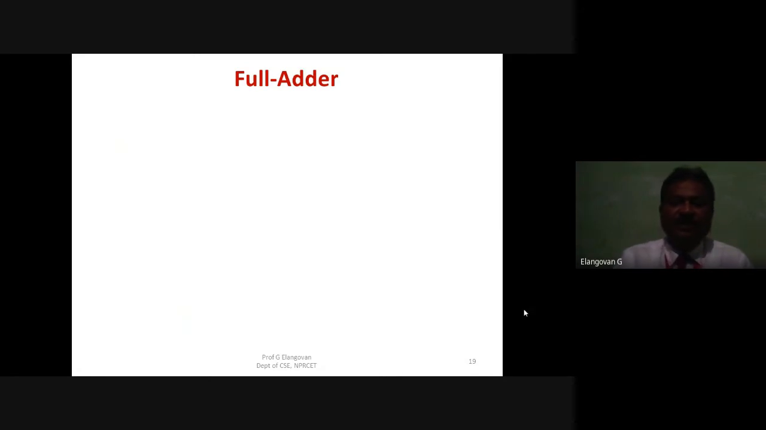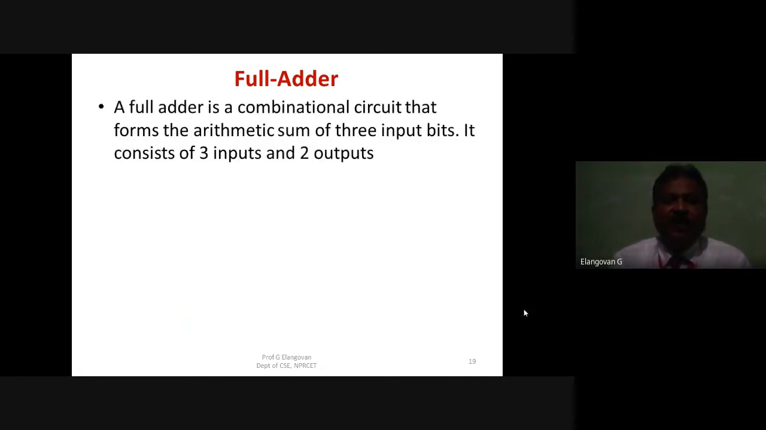The next one is the full adder. So what makes the difference between half adder and full adder? Again, in general, it is also going to generate two outputs. The two outputs are sum and carry.